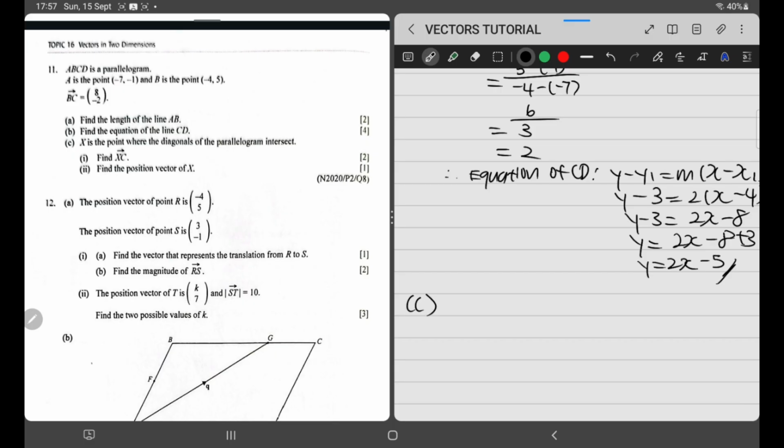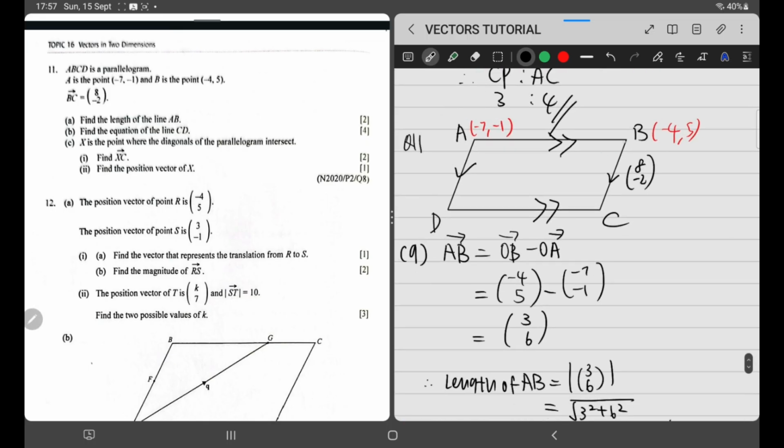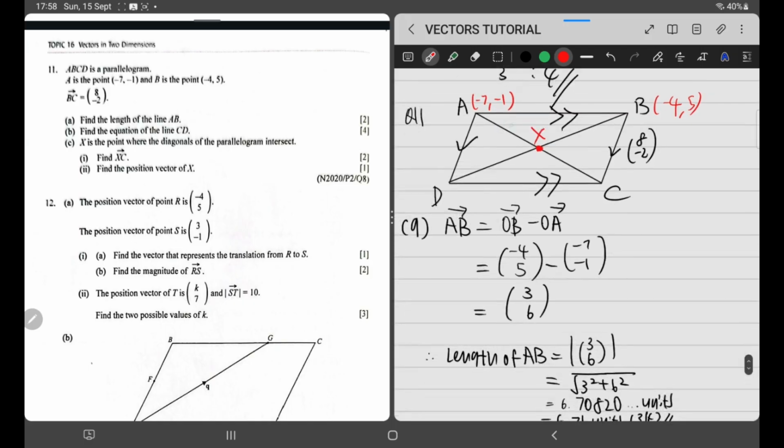Then in part C, oh damn, this is 4 marks. Okay, I didn't know that. But pretty easy 4 marks to earn. Now, X is the point where the diagonals of the parallelogram intersect. So this is the diagonal, and this is the diagonal, and over here is where X is. What can you infer about this? You can infer that these two are equal, these two are equal.